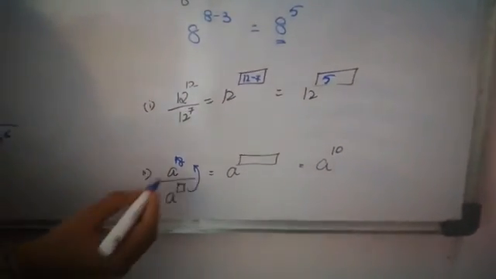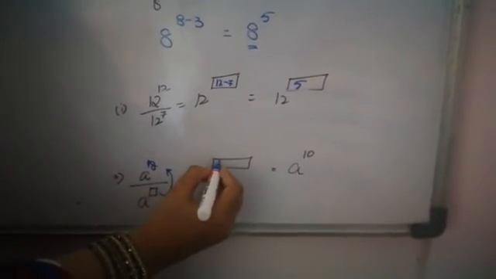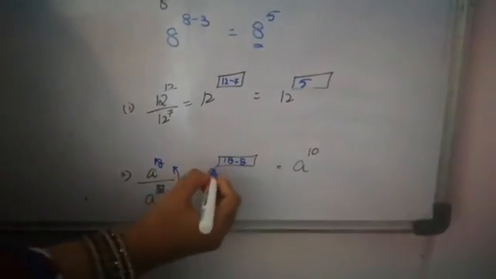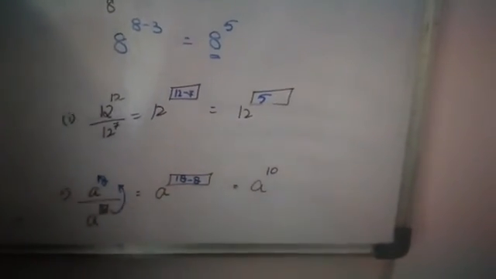So 18. So 18 minus what, so that it will be a to the power of 10 children? It is nothing but 18 minus 8. So it should be 8. Isn't it? So m is greater than n. a to the power of 18 minus 8, that is a to the power of 10. So your answer is finished.